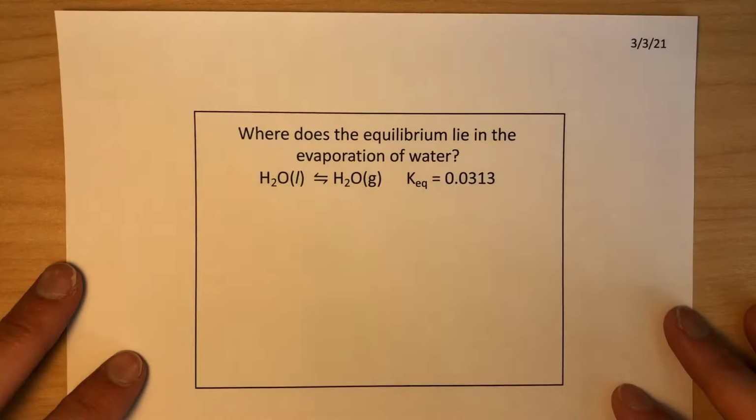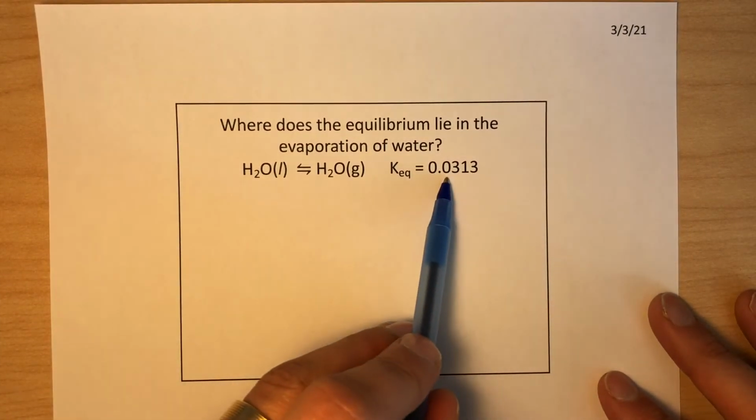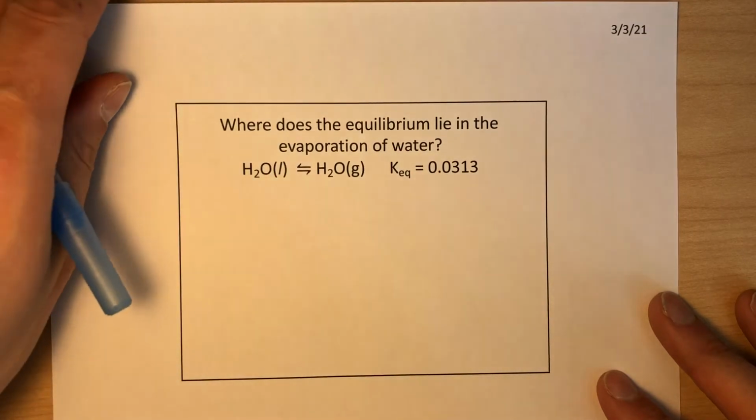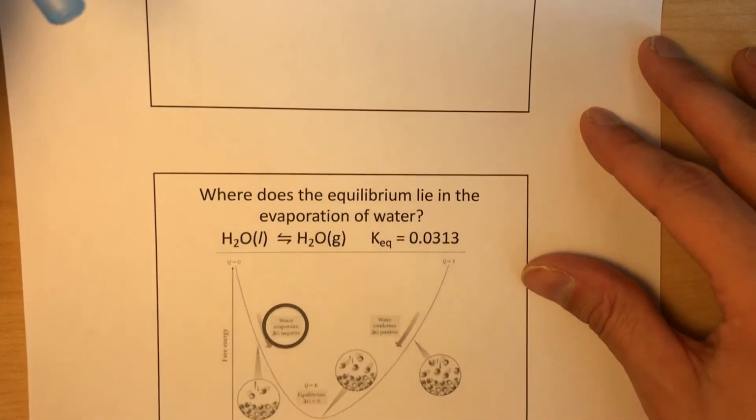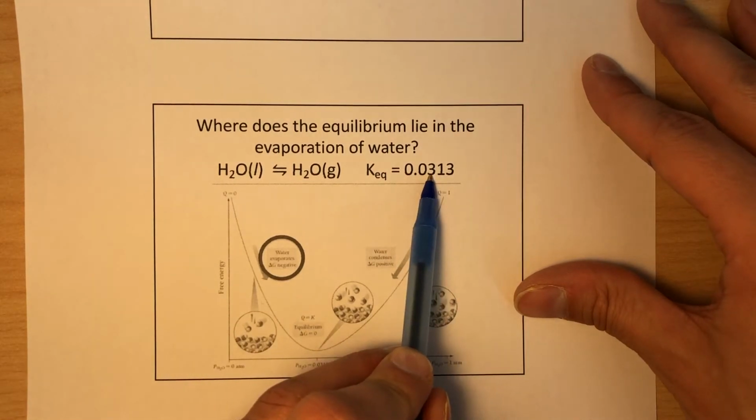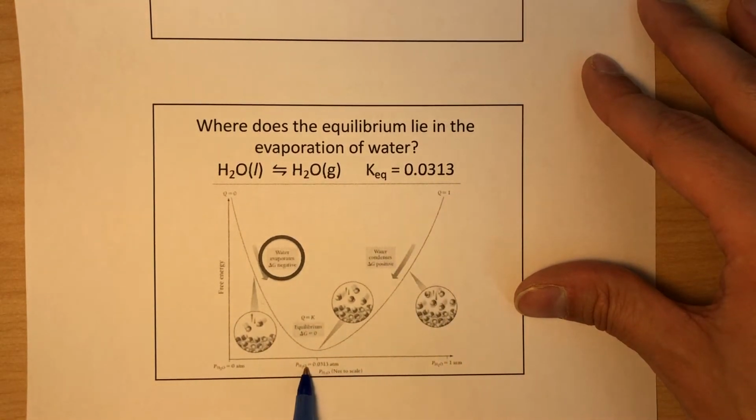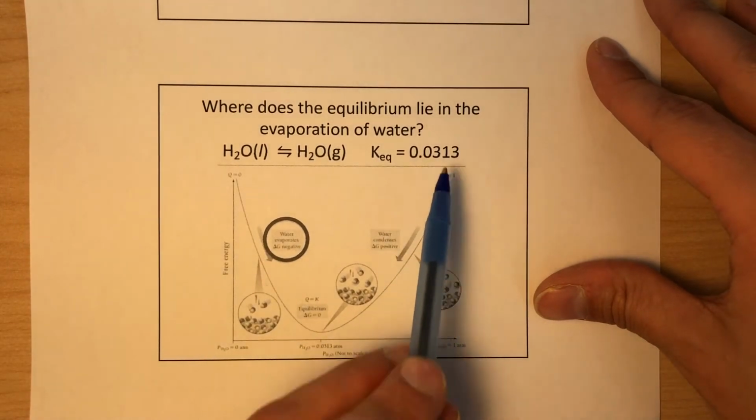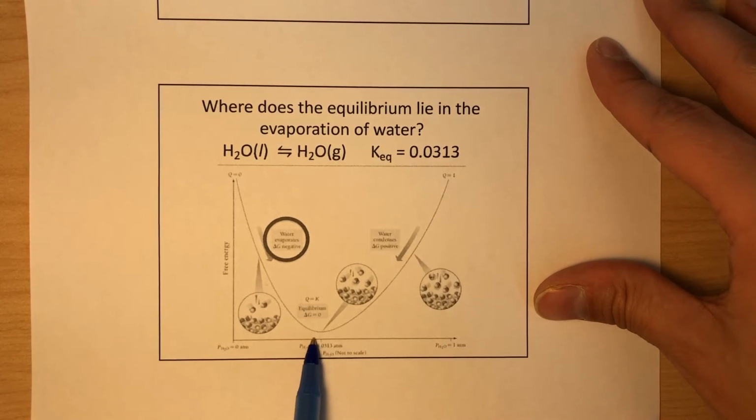From our previous class, we looked at an example of water evaporating that had a KEQ associated with it of 0.0313. This is a situation where we have a small K equilibrium, so it's less than 1, so it's on the left side of our reaction. We have more reactant than we have product, so if we divide by a larger number, we get a fraction. So our equilibrium lies on the left side.